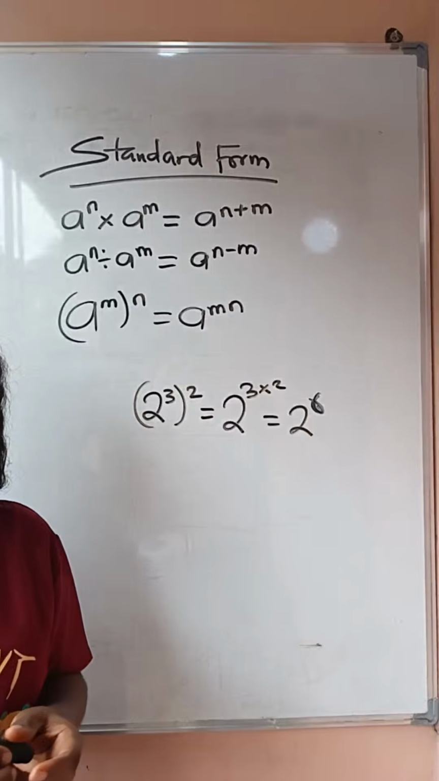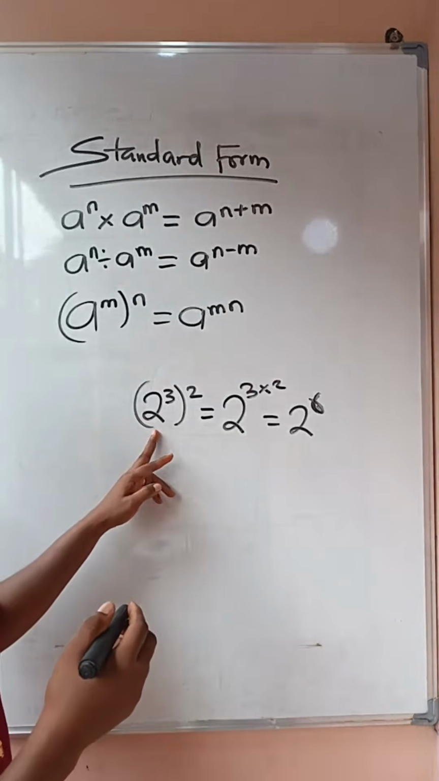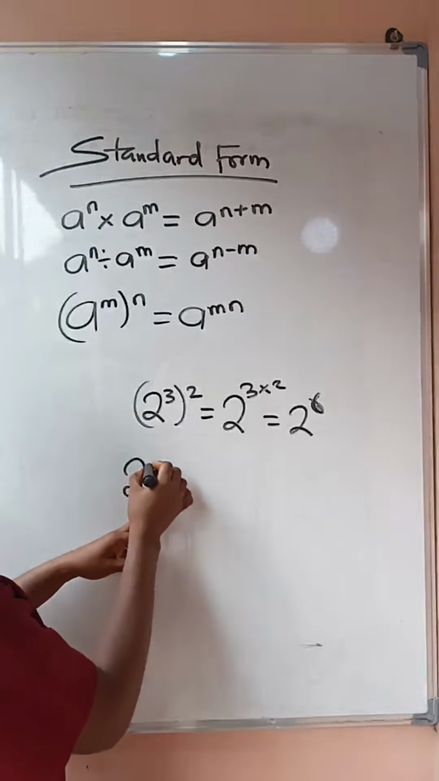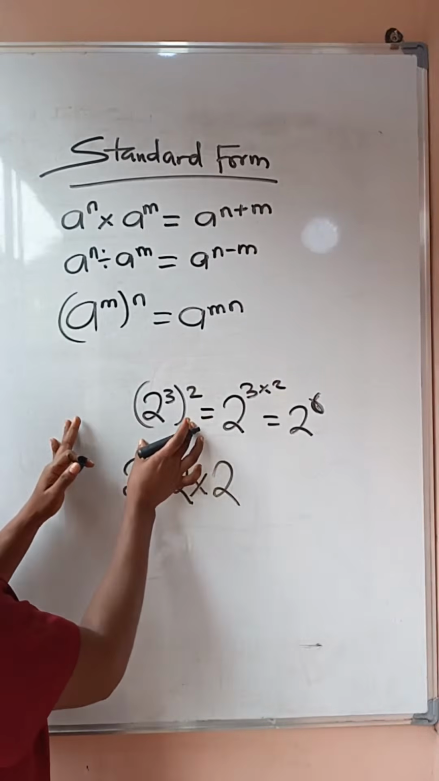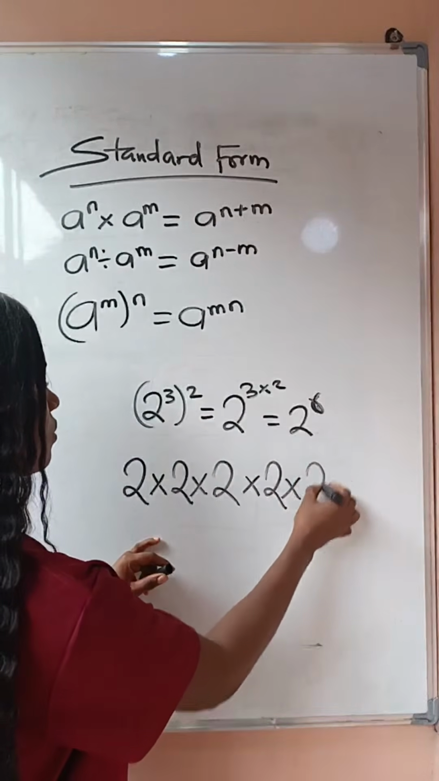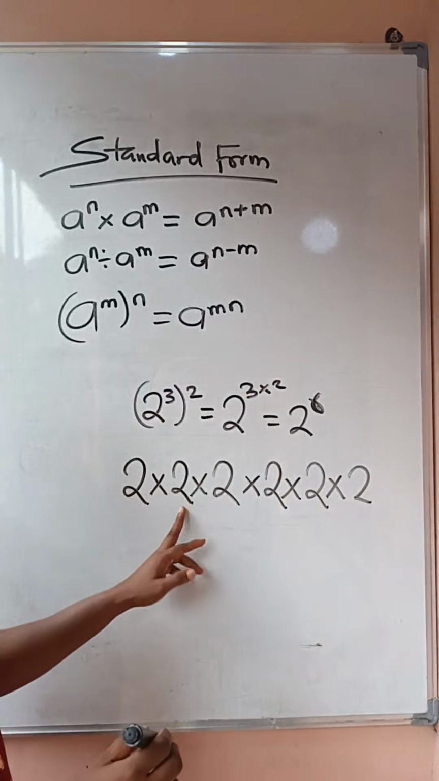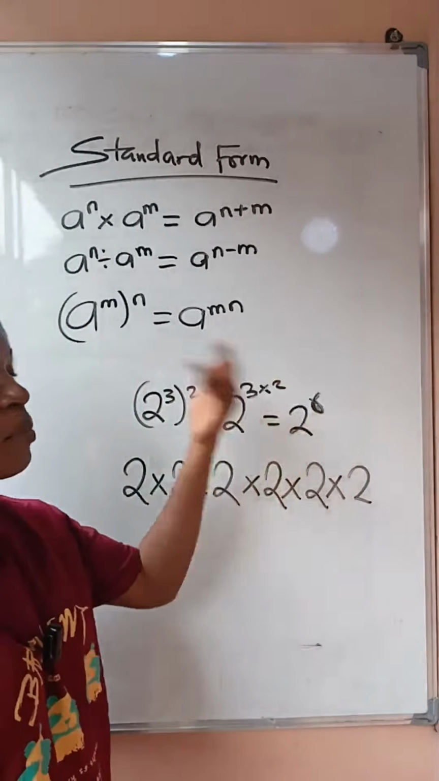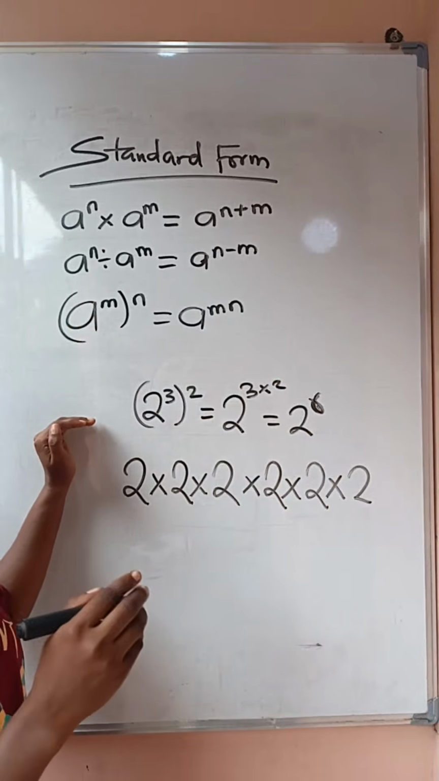Now let us try to prove this normally, that is without the law. Now what is 2 to the power of 3? We have 2 to the power of 3 raised to the power of 2. That means we need these 2 times. Now if you count, you have 1, 2, 3, 4, 5, 6, which is the same thing as 2 to the power of 6. So that is basically it.